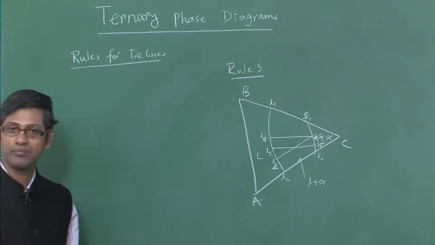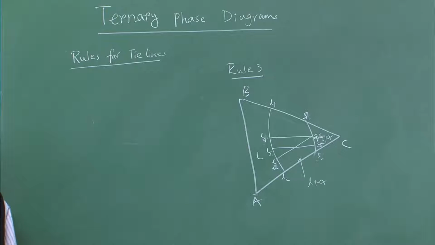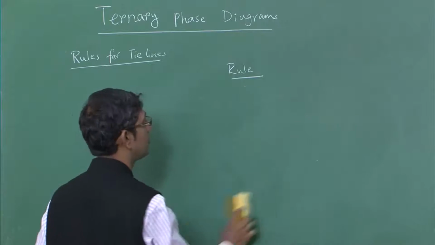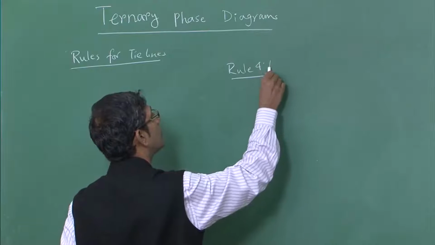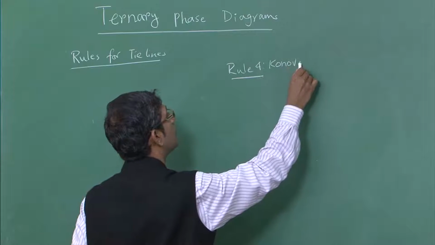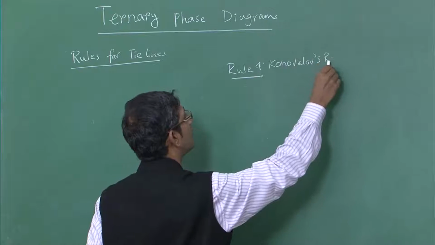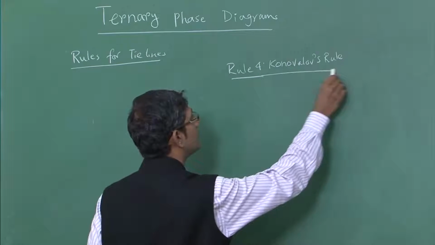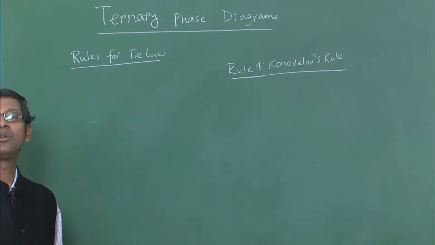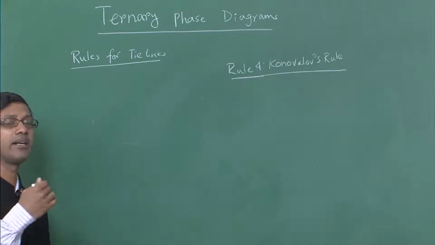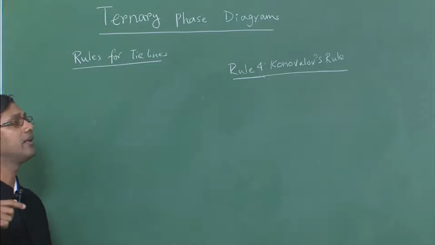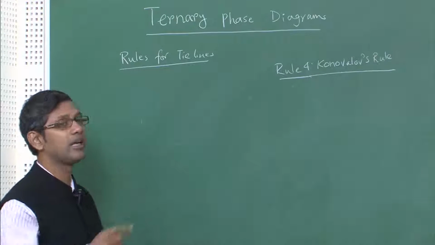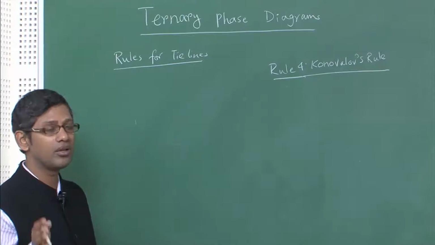Now, the fourth one, the most important rule, for which I need to spend a lot of time, is known as Konovalov's rule, rule 4. Very important rule. Why is it important? I have been telling you only qualitatively that tie lines will rotate from one binary to the other binary. Tie line extended will never meet the corner, tie lines will not intersect, but this rule will tell you how it will rotate, how much it can rotate, all this stuff.